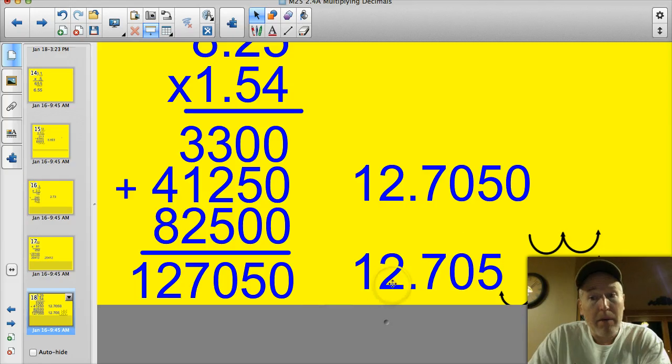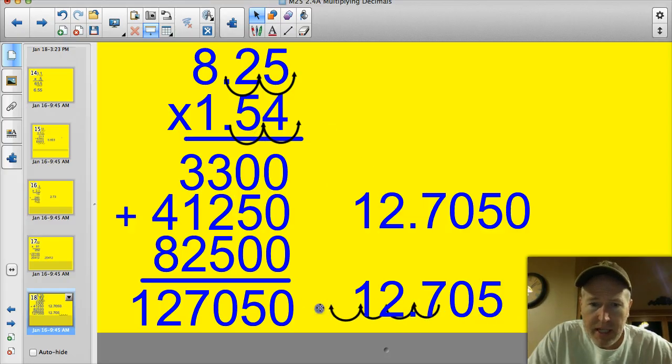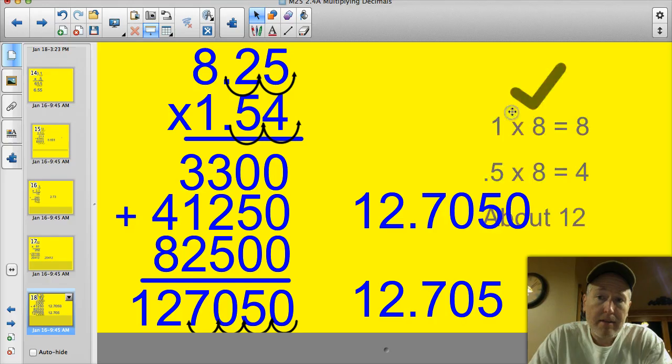127,050. But now we got some serious decimals to deal with. So let's see. I got 2 on the top here, and then I've got 2 on that number there. So I have a total of 4 decimal places. So I'll take and slide that into my number. And you can see where I actually end up with 12.7050. Okay. Now, if you do it in a calculator, they're going to drop this last 0, and it's just going to look like 12.705.